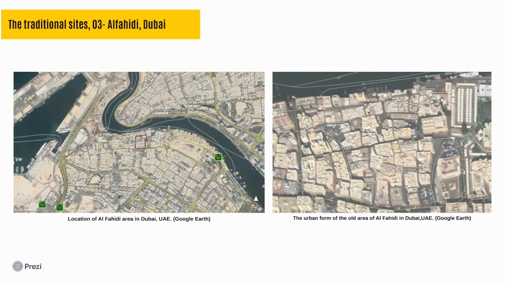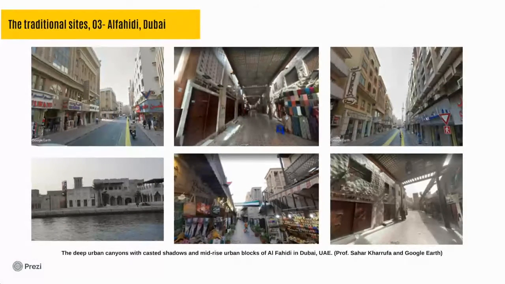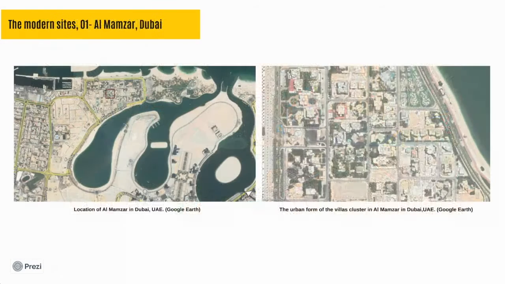The third site is Al Fahidi Heritage Area in Dubai. Al Fahidi area represents the old high-density traditional urban form that has very dense and compact urban clusters with narrow alleyways ranging from 2 to 3 meters wide. The building blocks are all low and mid-rise, ranging between 2 to 5 stories in height.